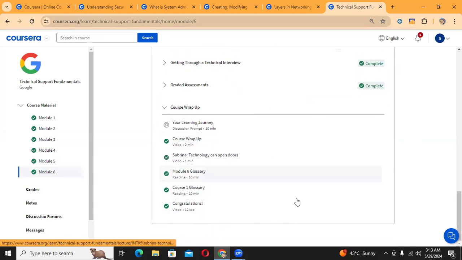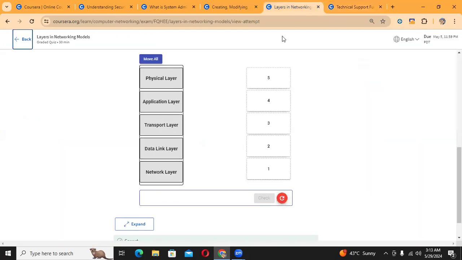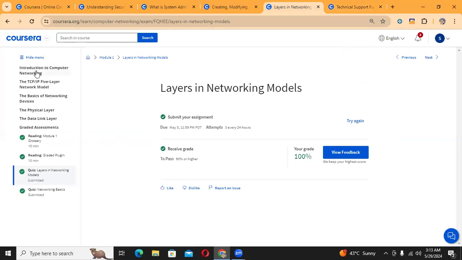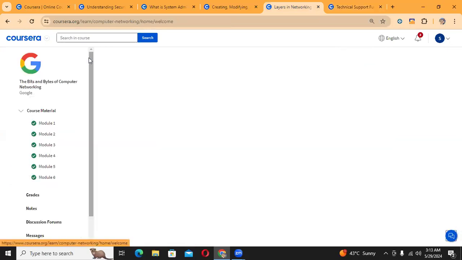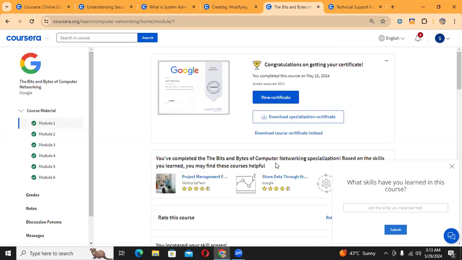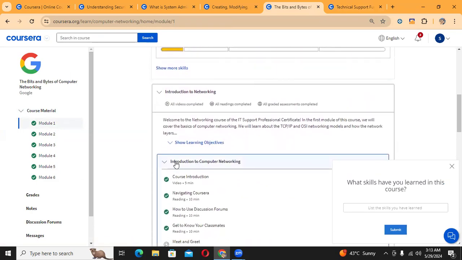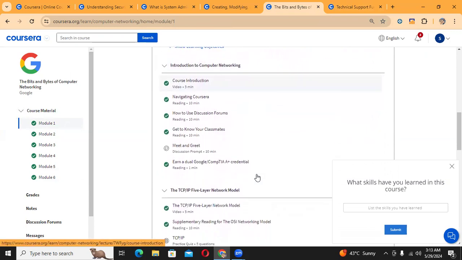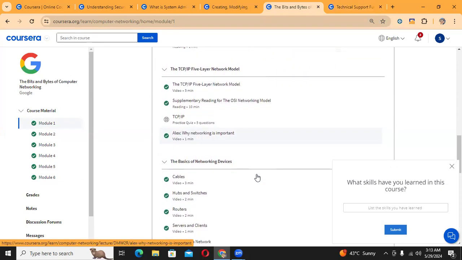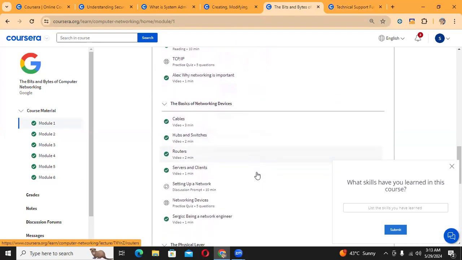So let's move on to the second course. First we do module one from course two. It is about the introduction to computer networking. We will study basic computer networking, including what a network is and how it functions.